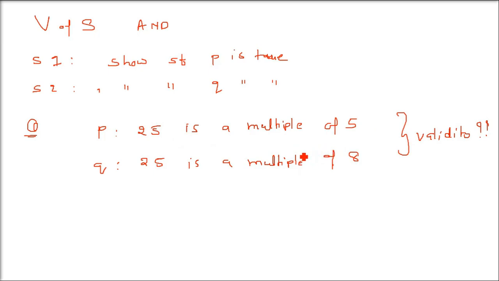Okay. So this P and Q, what result do they individually give? 25 is a multiple of 5. Yes, it is. 5 fives are 25. That's a multiple of 5. This first one is true. The second one, 25 is a multiple of 8. No, it is not. It doesn't come in the table of 8. So when we combine this P and Q using and, this is true, this is false. And true and false is going to give you false.